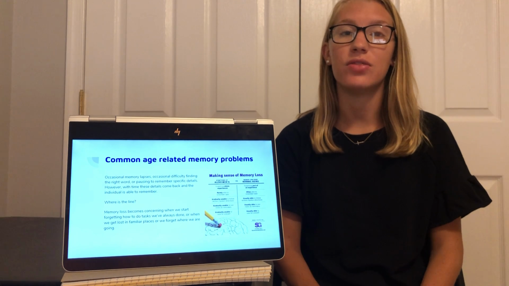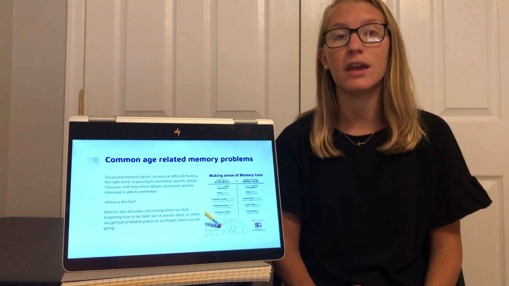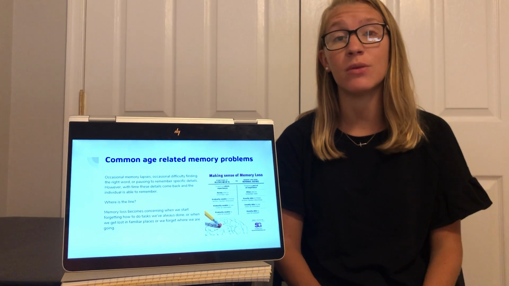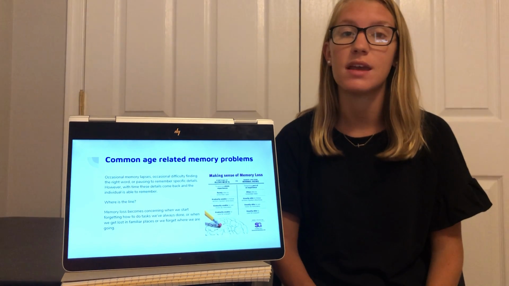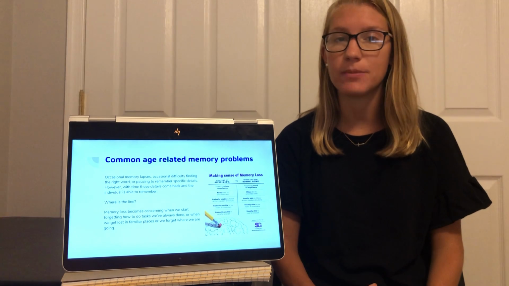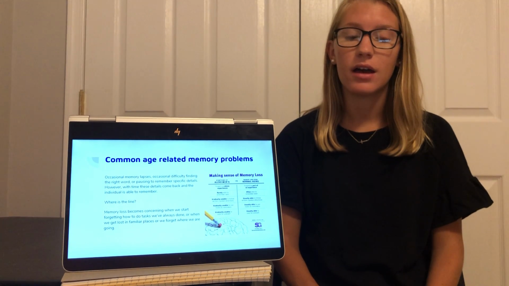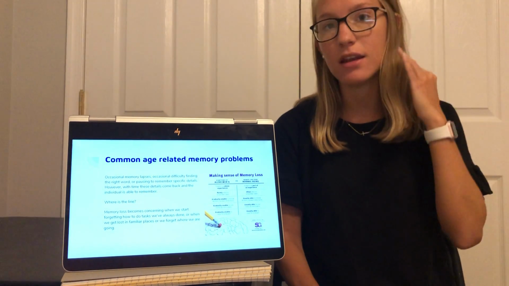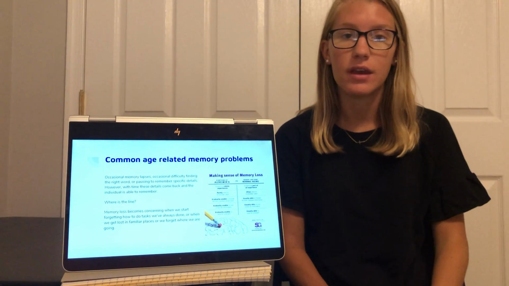When that is impacted is when families start to worry, we as practitioners start to worry, and we will start implementing assessments and figuring out what's going on. A comparison that I have here is Alzheimer's and common age-related issues.